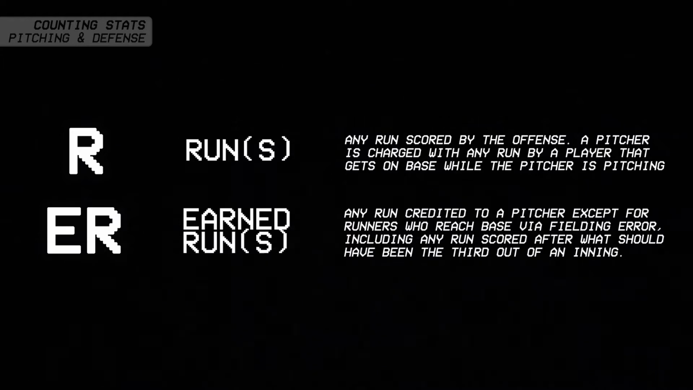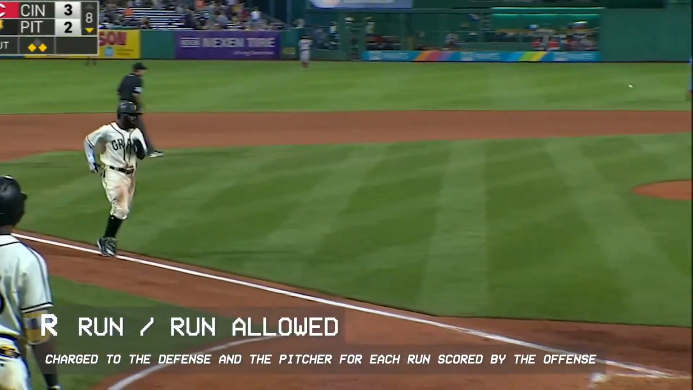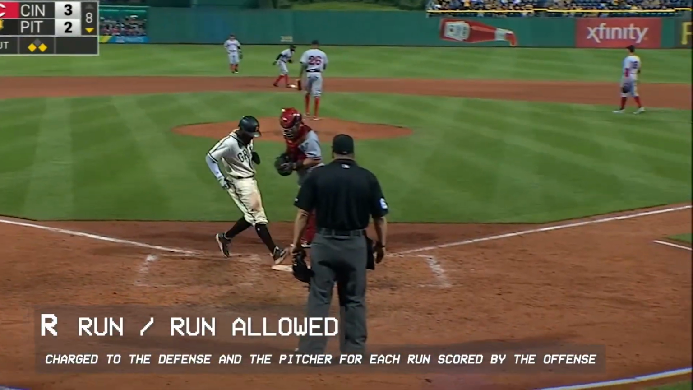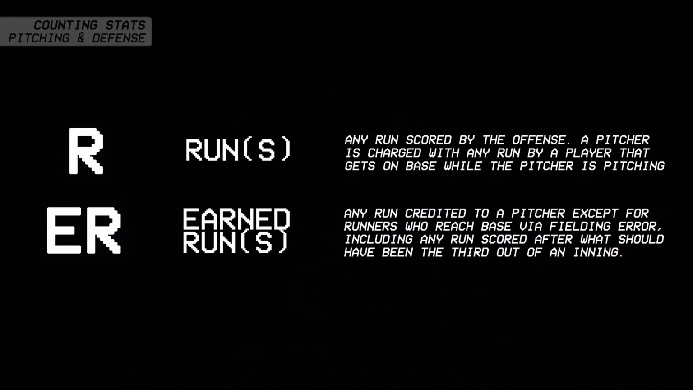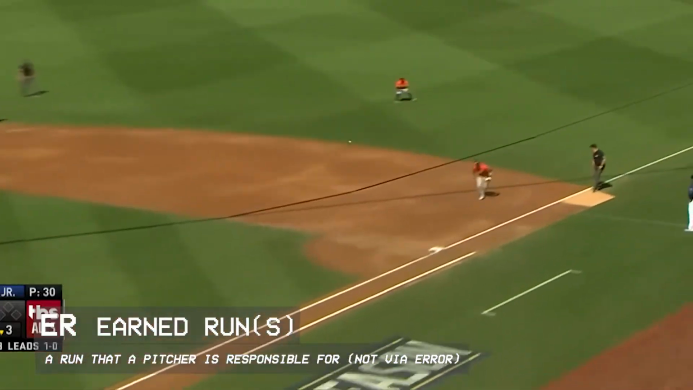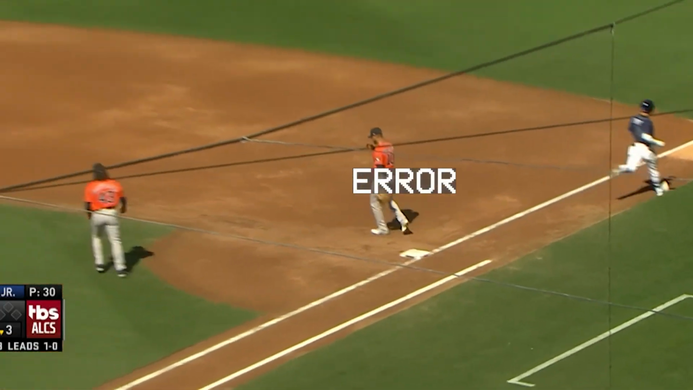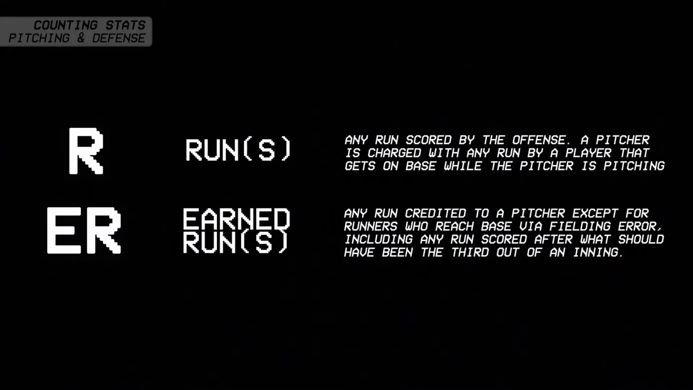Now let's talk about how runs are tallied for pitchers and defenses for statistical purposes. Whenever a player scores a run, the defending team is charged with a run, as is the pitcher who was pitching when that player reached base. However, the pitcher is not charged for an earned run if the runner who scored initially got on base due to an error. This distinction between a run and an earned run is important when determining certain pitching statistics that we'll get to in the next video.